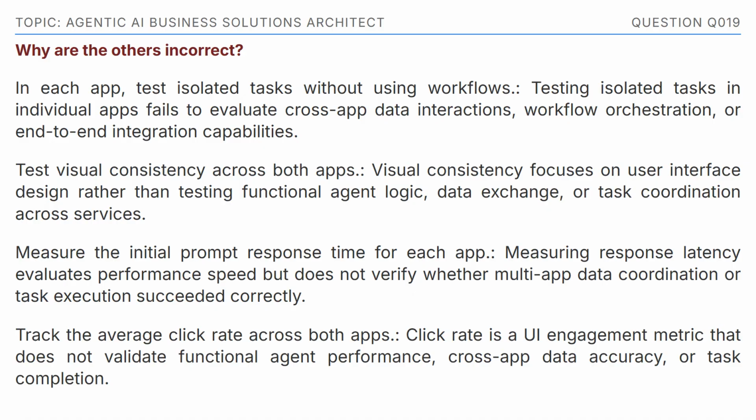Measure the initial prompt response time for each app. Measuring response latency evaluates performance speed but does not verify whether multi-app data coordination or task execution succeeded correctly. Track the average click rate across both apps. Click rate is a UI engagement metric that does not validate functional agent performance, cross-app data accuracy, or task completion.